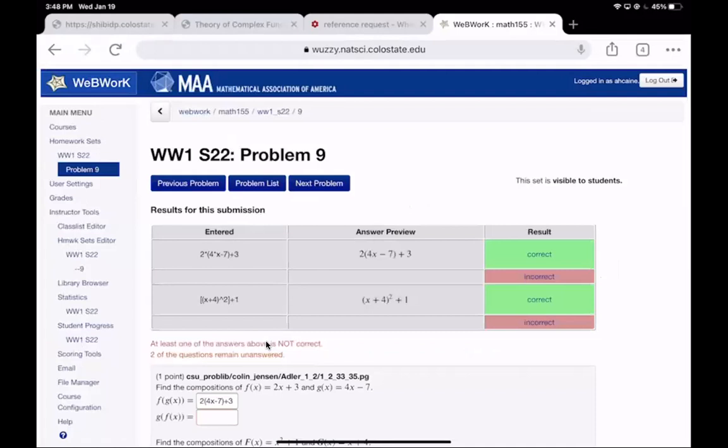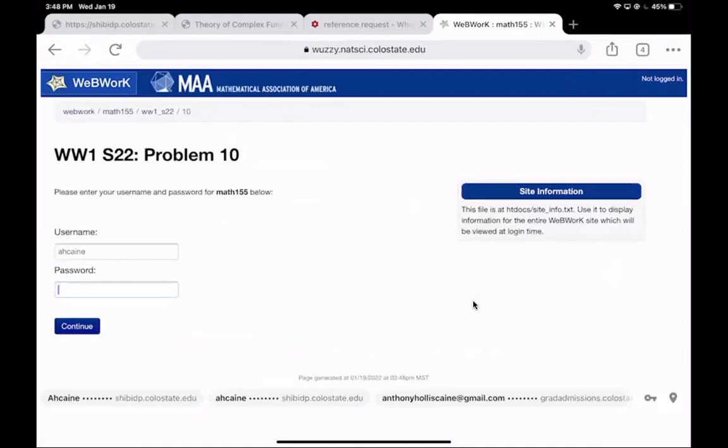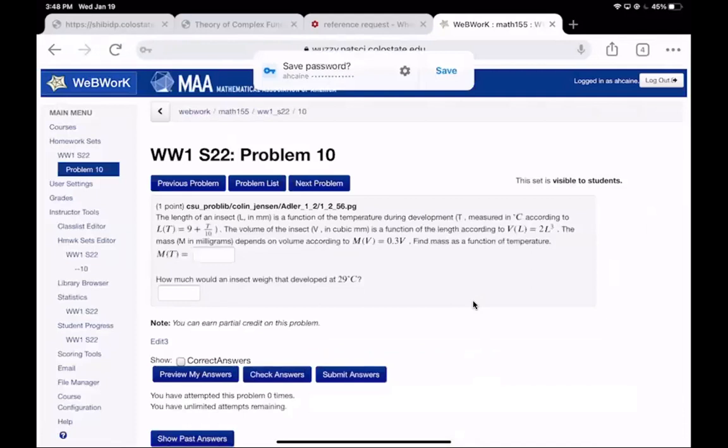Let's look at this next problem. Right. Okay, so, oh, sure. All right. So the length of an insect is a function of the temperature during development. The volume of an insect is a function of the length. The mass is a function of the volume. Find the mass as a function of temperature.